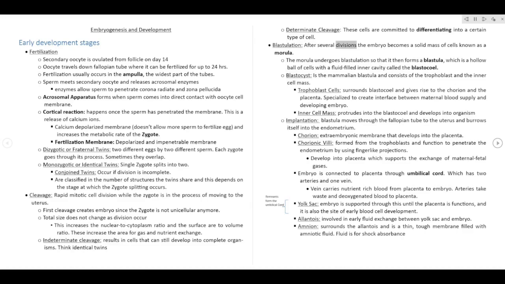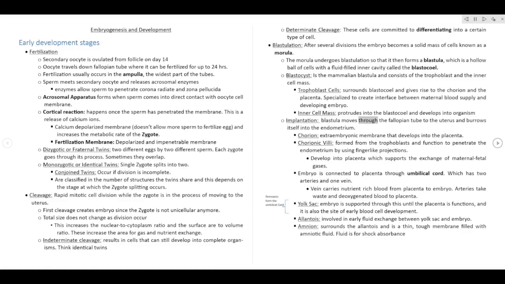Blastulation. After several divisions, the embryo becomes a solid mass of cells known as a morula. The morula undergoes blastulation to form a blastula, which is a hollow ball of cells with a fluid-filled inner cavity called the blastocele. The blastocyst is the mammalian blastula and consists of the trophoblast and the inner cell mass. Trophoblast cells surround the blastocele and give rise to the chorion and the placenta, specialized to create an interface between the maternal blood supply and the developing embryo. The inner cell mass protrudes into the blastocele and develops into the organism.